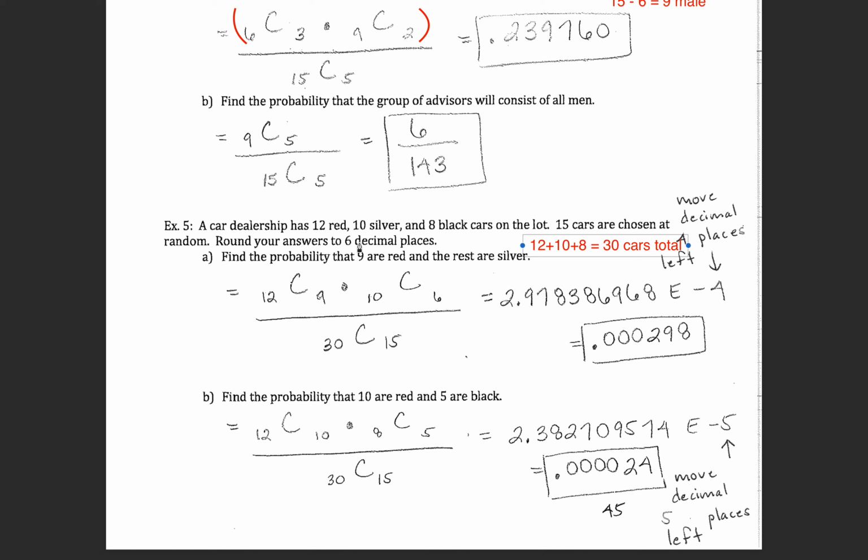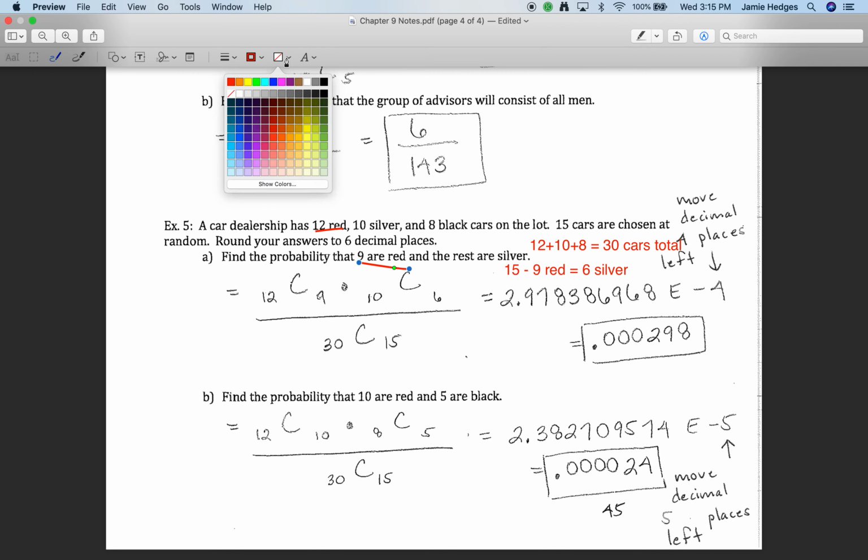I want to know that I've got 9 red and then silver. And it told me I was choosing 15 cars. So let me get another text box here. I knew I was choosing 15 cars and 9 of them were red. So that leaves 6 silver. So that's where all my numbers are coming from. So here are my reds to start with. There were 12 reds total, and I want 9 of them. So 12 choose 9.